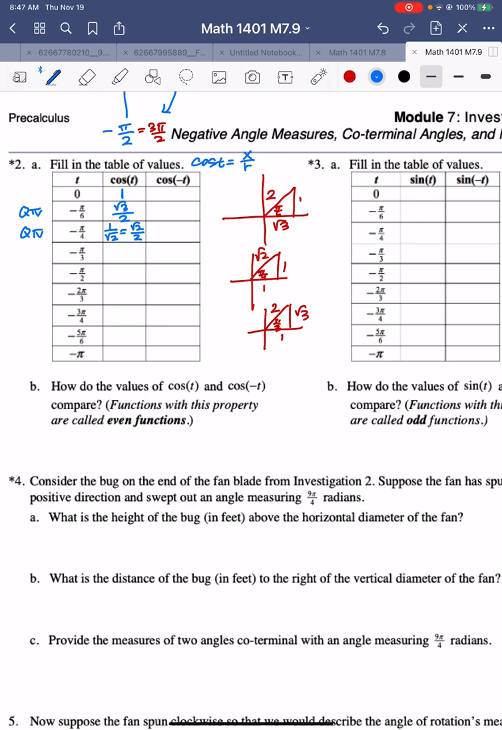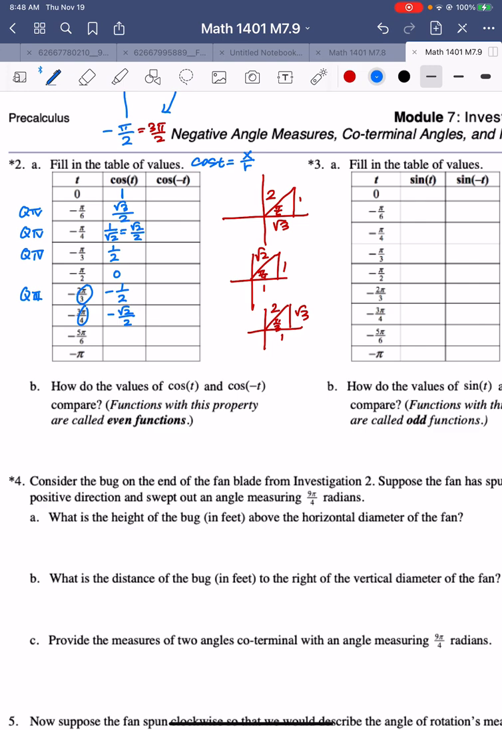Negative pi over 3 is still in quadrant 4, so it becomes 1 over 2. And then negative pi over 2 is exactly on the vertical axis, where x is 0, so cosine is 0. And then negative 2 pi over 3 is in quadrant 3 right now. In quadrant 3, x is negative. So it's the same as pi over 3, where we have 1/2, but it becomes negative 1/2. And then negative 3 pi over 4 is the same as pi over 4, but negative, so negative root 2 over 2.